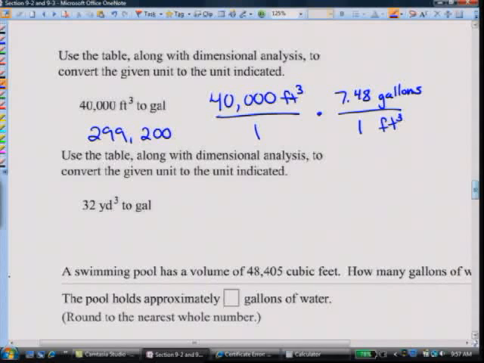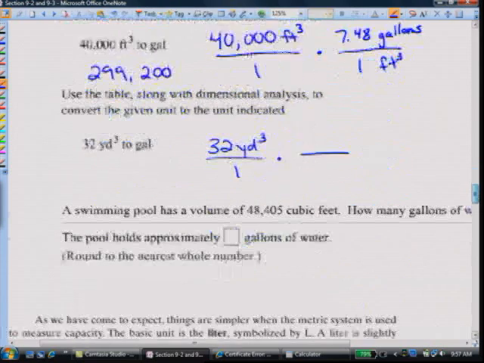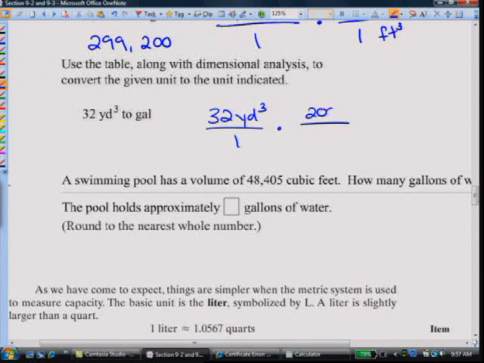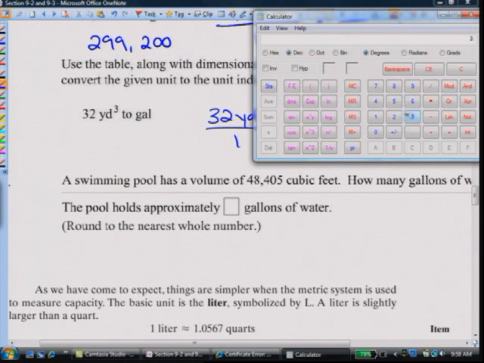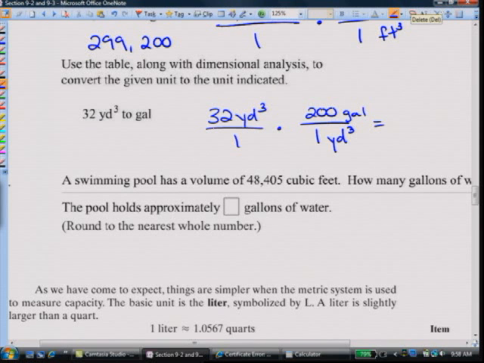Okay. Use the table along with dimensional analysis to convert the given unit to the indicated unit. So now we've got 32 cubic yards, and we want to convert that to gallons. So we go up to our little table: 1 cubic yard is about 200 gallons. So 200 gallons over 1 yard cubed. Notice how your units are going to cancel, and 32 times 200 is 6,400 gallons.